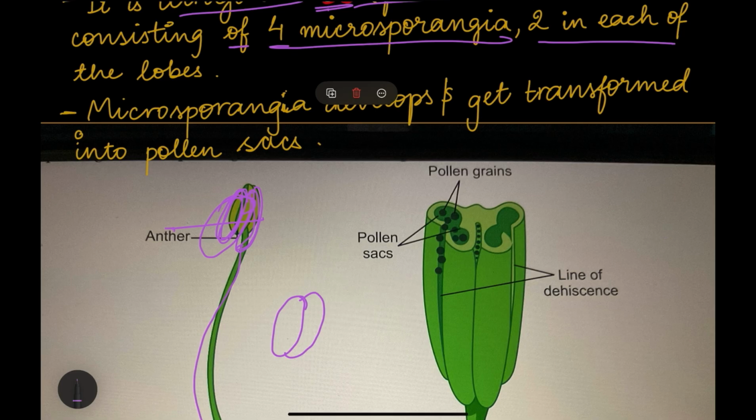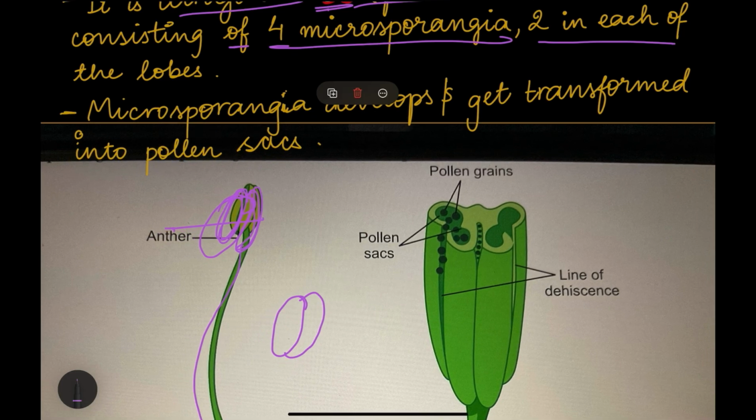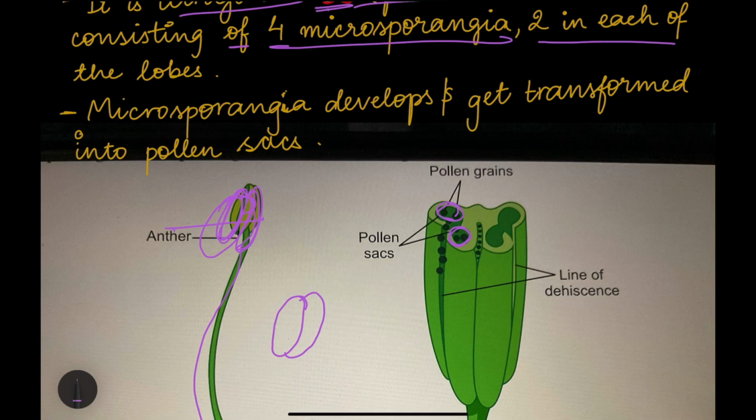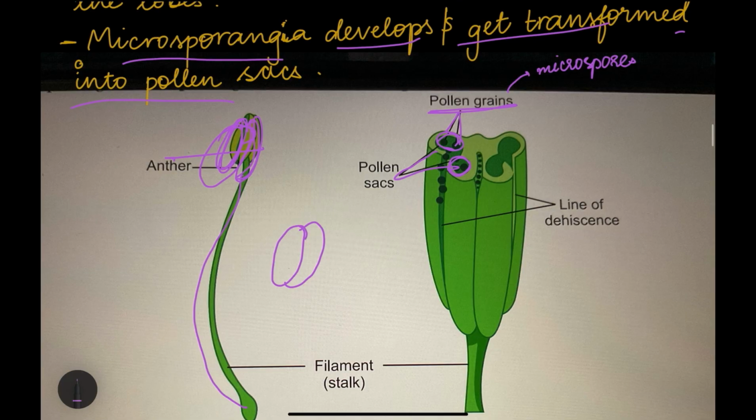Each theca we were calling is also known as microsporangia. These are called the microsporangia. Microsporangia develop and get transformed into pollen sacs. They mature, develop, and form the pollen sacs. These pollen sacs then give rise to the pollen grains, which are also sometimes referred to as the microspores. Each pollen sac gives rise to many pollen grains or microspores.